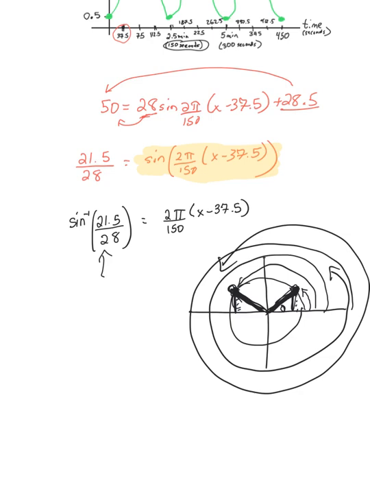21.5 divided by 28, and take the sine inverse of that. All right, my calculator is telling me that this angle is 0.875 approximately. Let's see if that makes sense. Pi by 2 is half of pi. It's about 1.5 something. So 0.875, yeah, it's more than halfway up. It's about here.